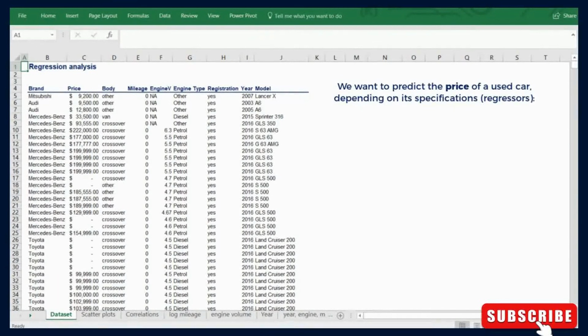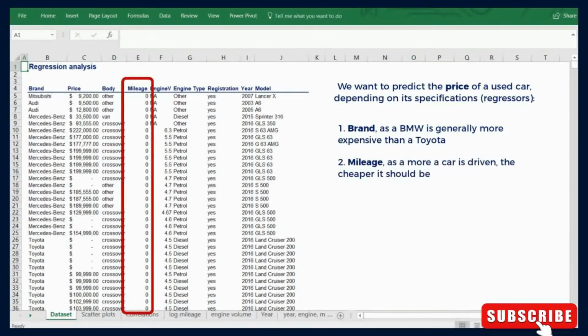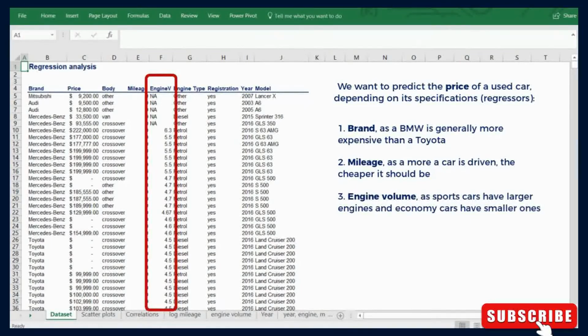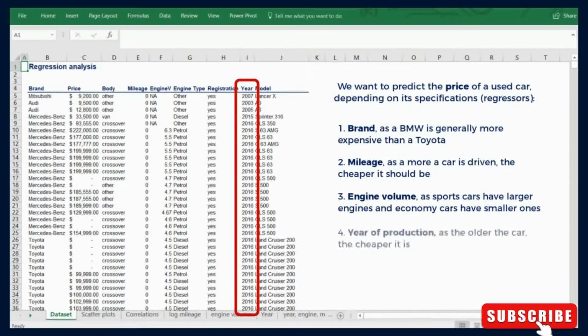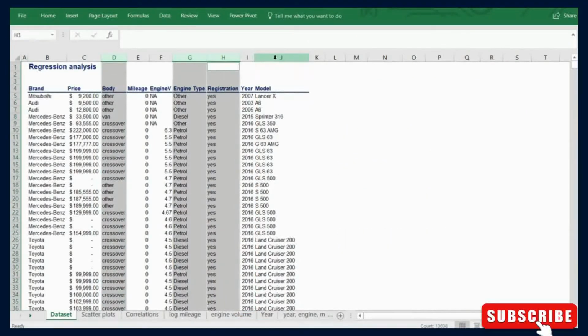The first potential regressor is brand, as it is well known that a BMW is generally more expensive than a Toyota. The second relevant variable is mileage, since the more a car is driven, the cheaper it should be. Third, the engine volume. Sports cars have larger engines, and economy cars have smaller engines. And the final variable is year of production. The older the car, the cheaper it is, with the exception of vintage vehicles. These are the variables we will focus on.